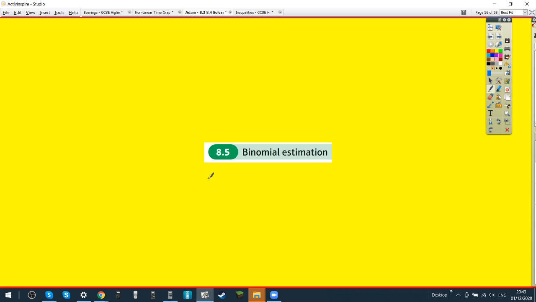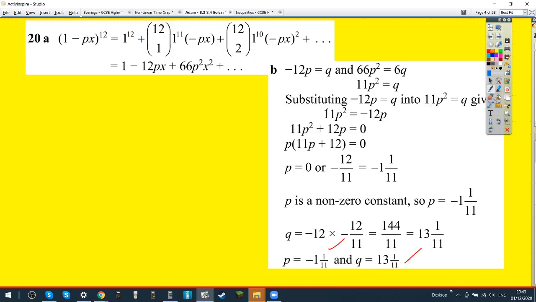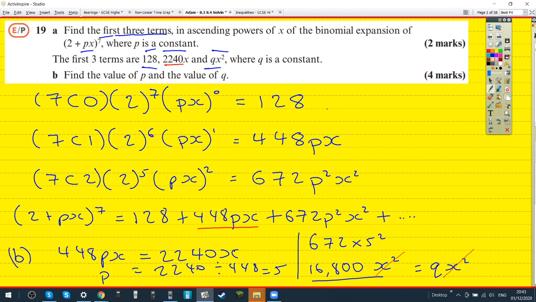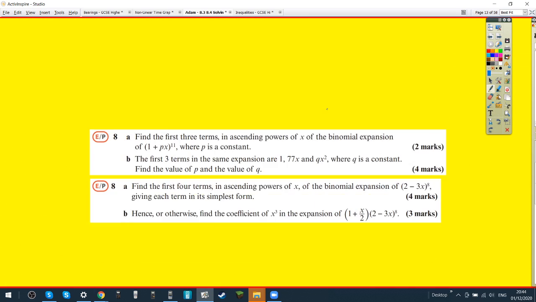Okay, binomial estimation. Probably between a tick and a half. Grant. That's chapter 8. Let me just make sure that I'm not skipping over anything. Yep, so we compare the x's, compare the x squareds, make them equal to each other, and then solve simultaneously. I think we're okay for that.